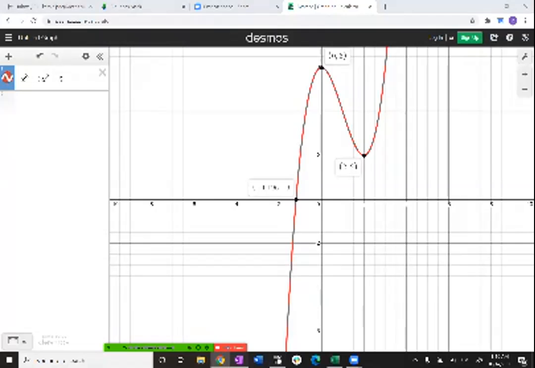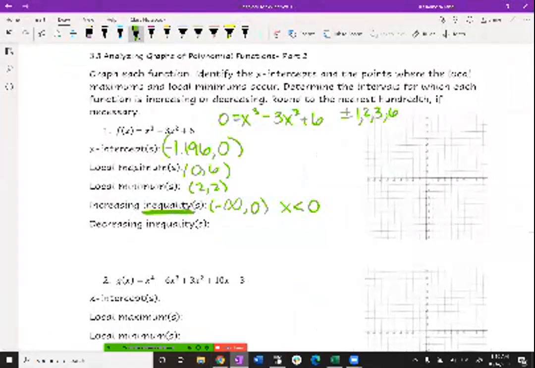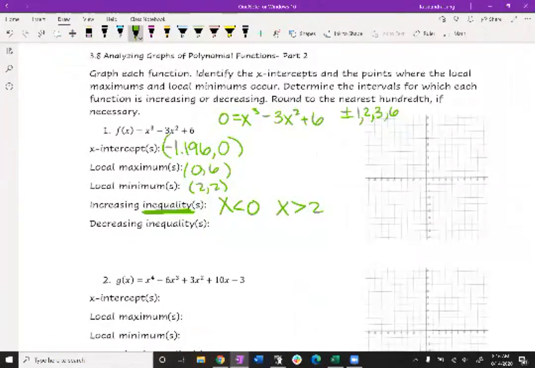I think online they do want you to do inequalities. I could put 2 to infinity, or I could do an inequality like this. So I could say all the X's are less than 0, and all the X's that are greater than, like everything to the right of 2, right? So there's my inequalities.